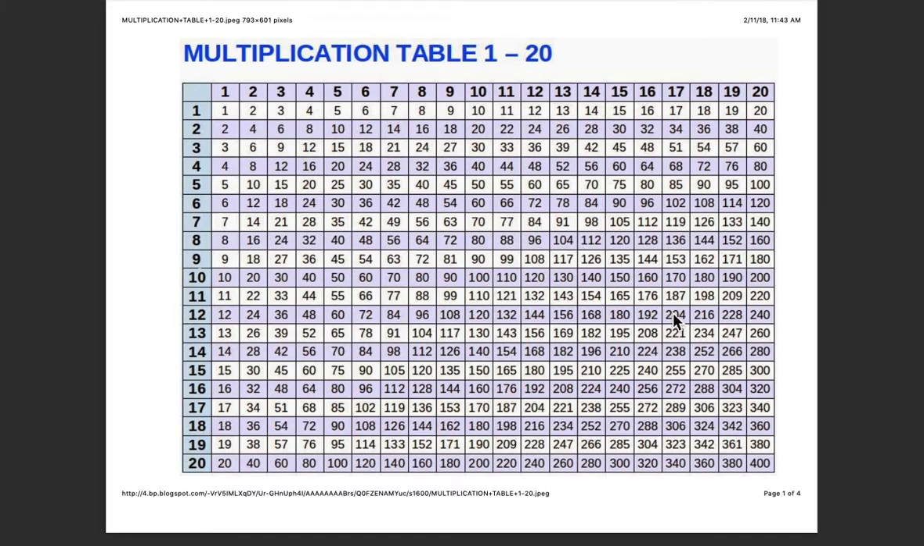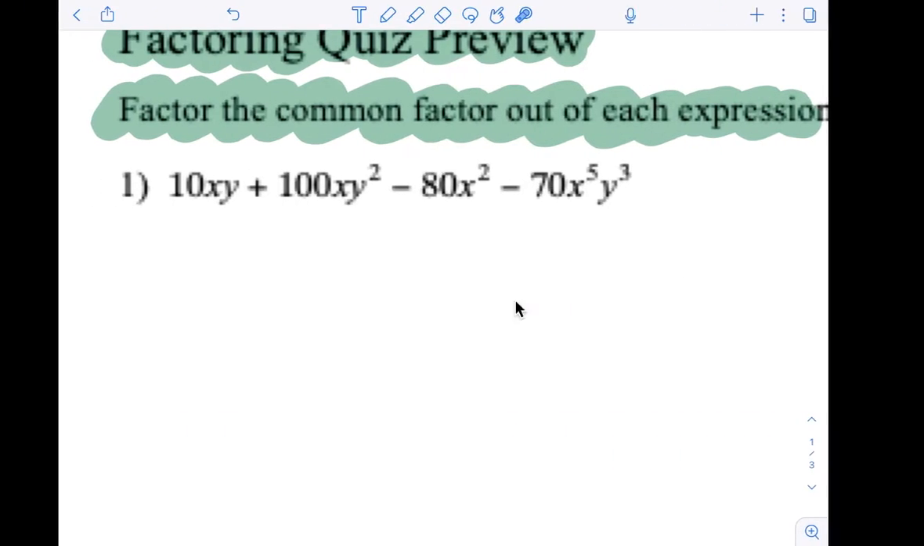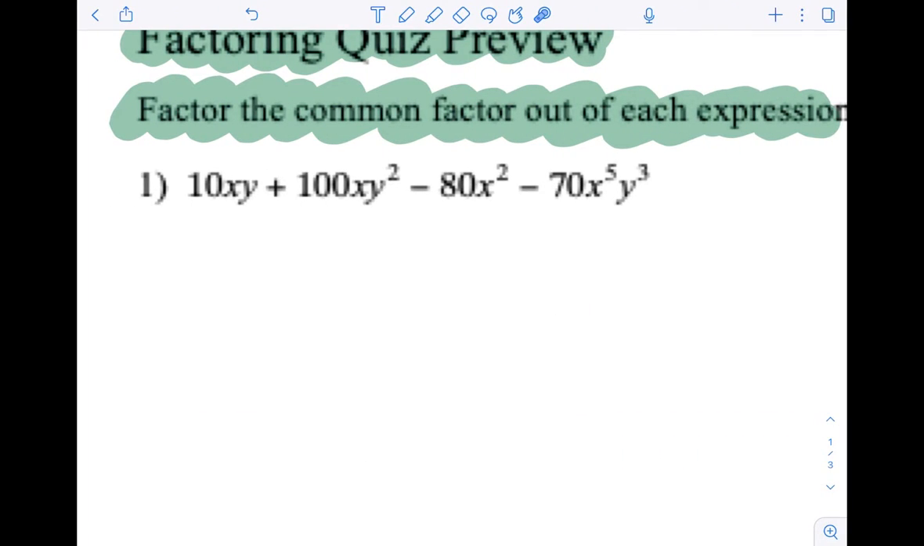So we go back over here. We have 10, 100. 100 is what I'm going to look at first. I got 100 right here. 10 also goes here, so this is the tens. 80, I got 80 and 70. Perfect. So 10 is what goes into all the terms, so I'm going to divide everything by 10.